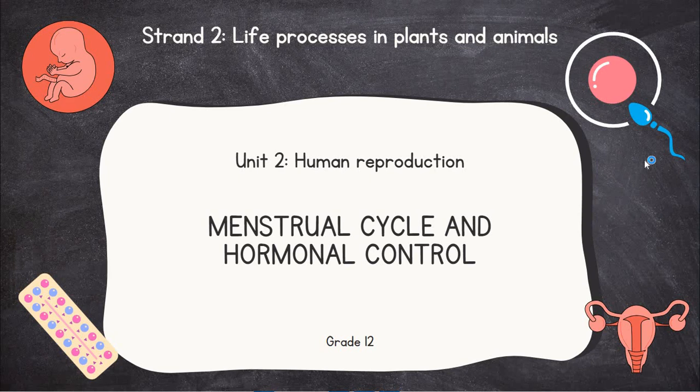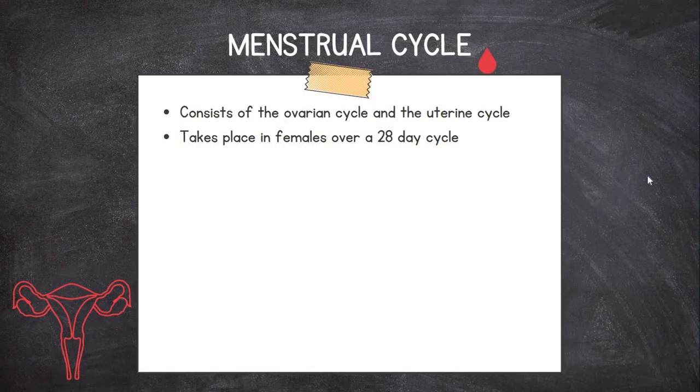So today we are continuing with Unit 2, Human Reproduction, and for this lesson we will be focusing on the menstrual cycle and hormonal control. So the menstrual cycle. The menstrual cycle consists of two main parts, so two different cycles. One is the ovarian cycle and one is the uterine cycle. Now, the ovarian cycle obviously has to do with development in the ovaries, while the uterine cycle has to do with things happening in the uterus. The menstrual cycle takes place in females, usually over a 28-day cycle, but this may differ from female to female.